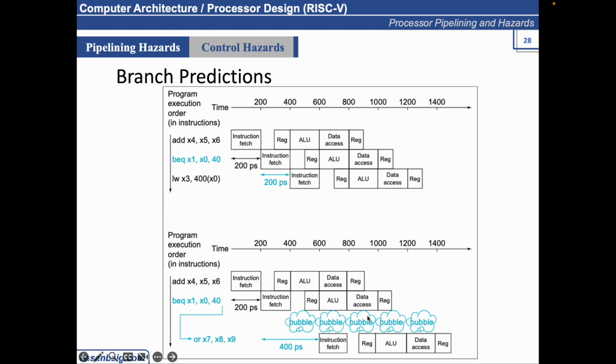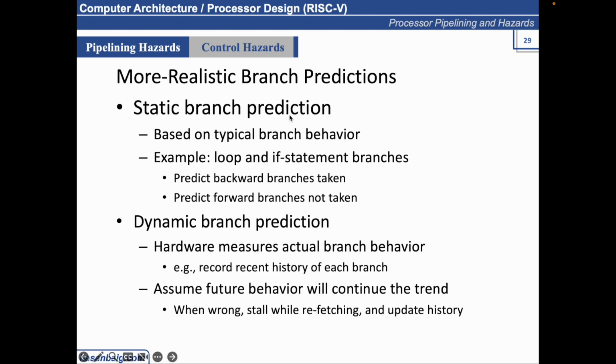Okay, so in more realistic branch prediction, such as static branch prediction, we assume that some conditional branches are taken and some are not taken. Like we assume that a backward branch is predicted taken and a forward branch is predicted not taken. Let me demonstrate what I mean by that.